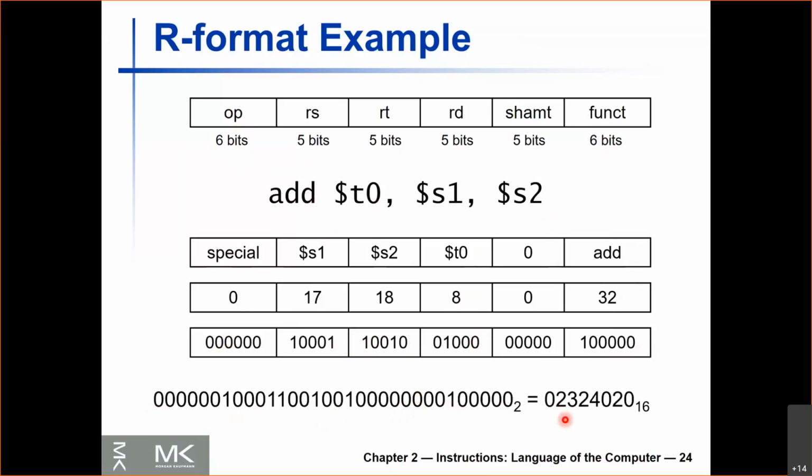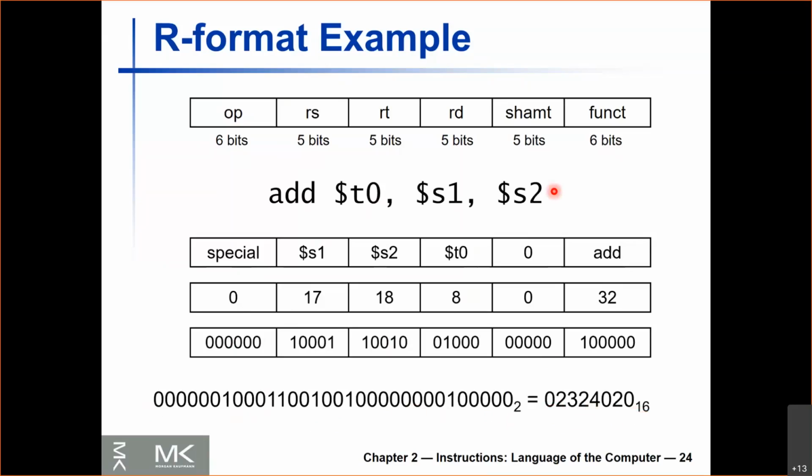And here to the right, I've just represented the instruction in hexadecimal. You guys know how to convert from binary to hexadecimal. You just take every 4 bits and convert them to the corresponding hexadecimal digit. Okay. Any questions about how we converted from this instruction to the R format?